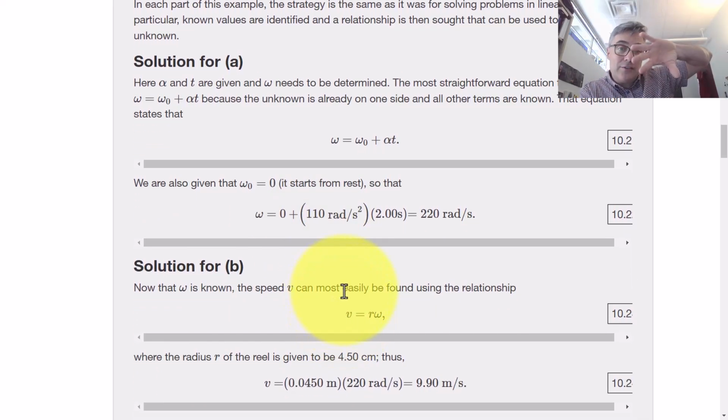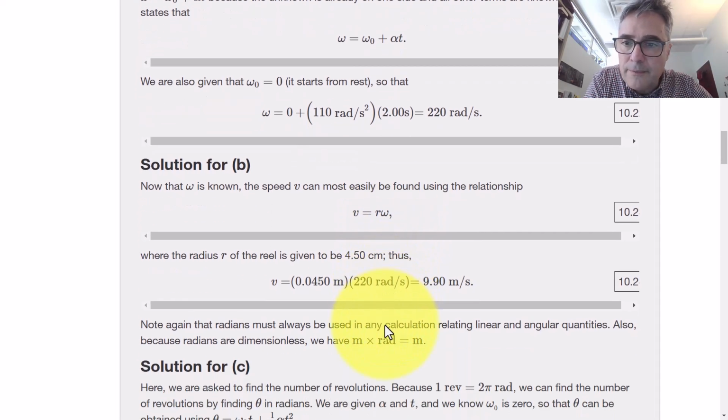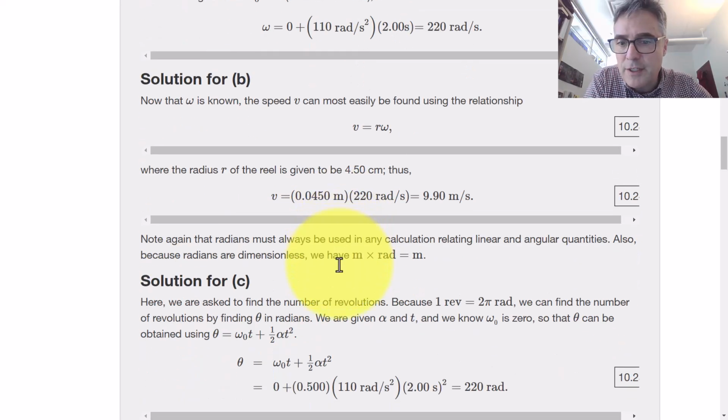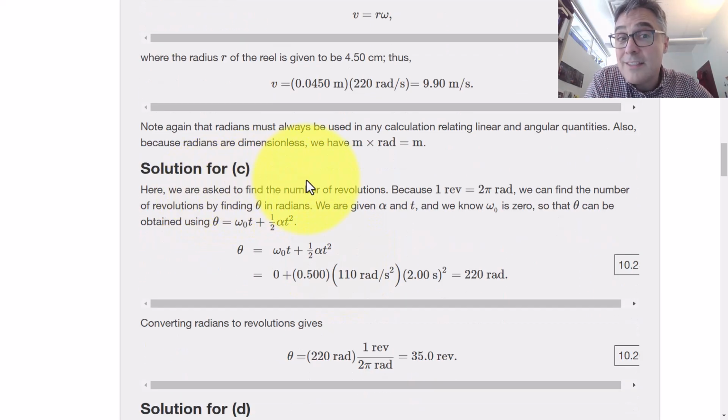And then, since it's a reel, it's a little bit like rolling without slipping. The string unwinds from the reel at the same linear rate as the tangential velocity. So you multiply by r, and you can get the speed of the fish on the end of the line. And in part C, they ask you for the number of times the reel rotates, so you can find theta, which is the angular displacement of that wheel.